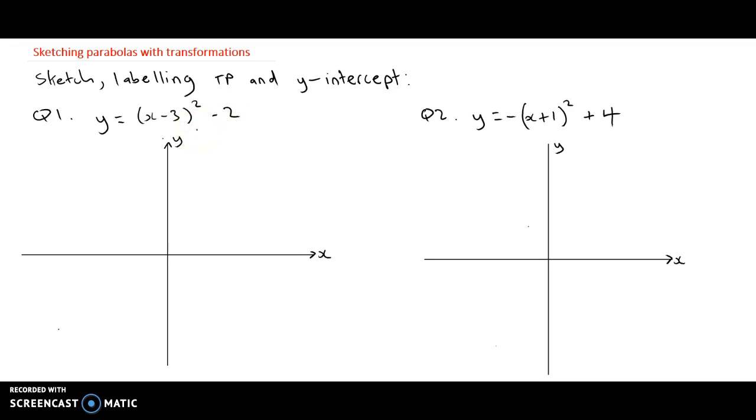Now we need to think back to our transformations here. (x minus 3) all squared slides the parabola to the right 3 units. The minus 2 slides the parabola down 2 units. So we've got our turning point here at 3, negative 2. But we're also asked to find the y-intercept.